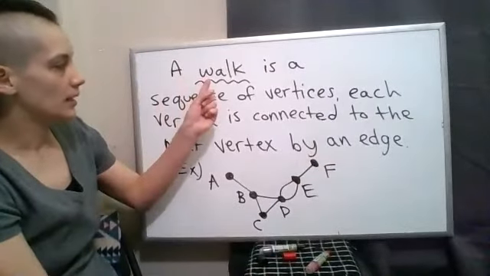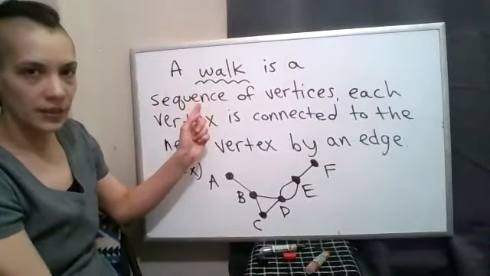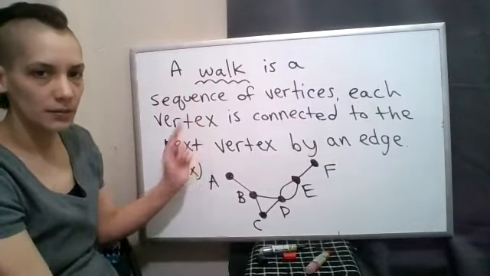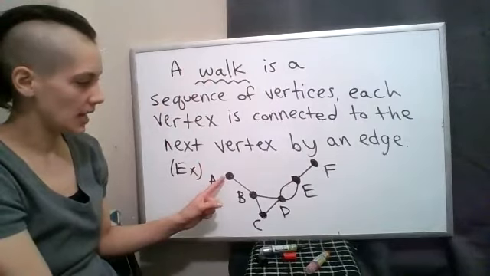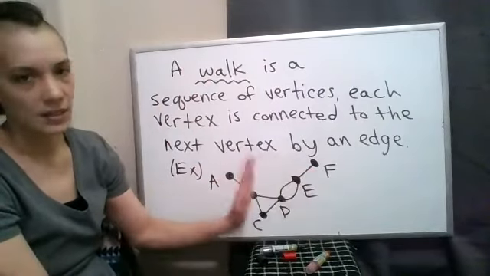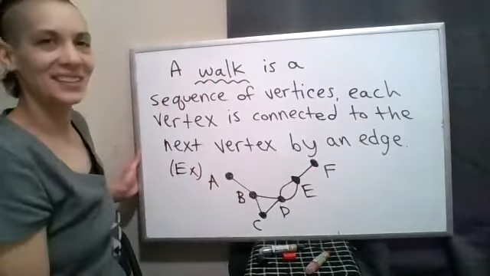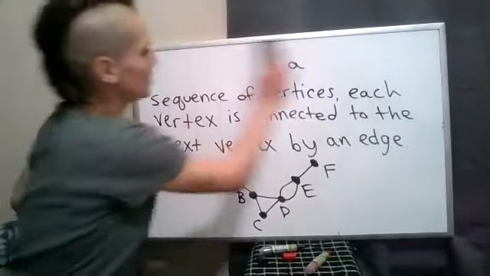So the walk goes from vertex to vertex using an edge. Something that is not a walk is something like AF. A to F is not a walk.